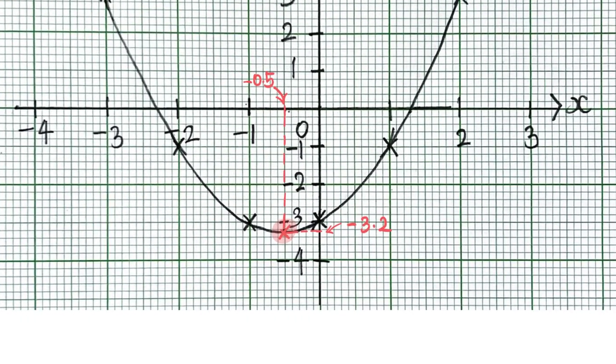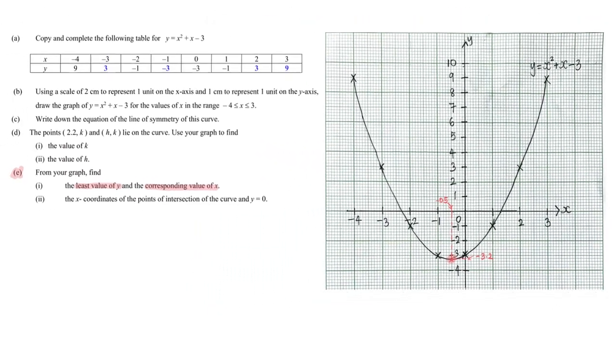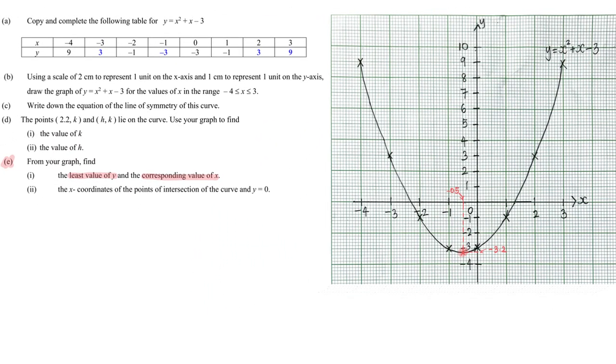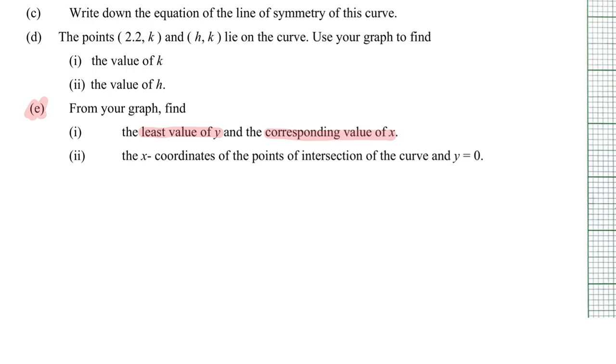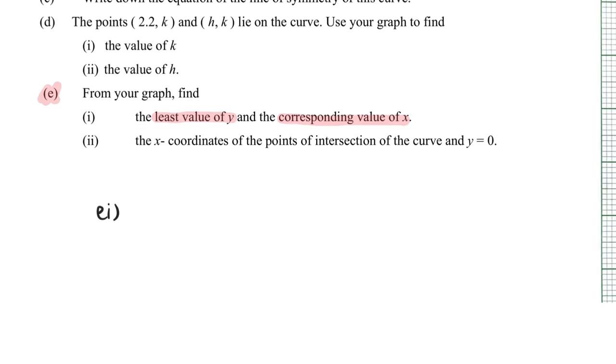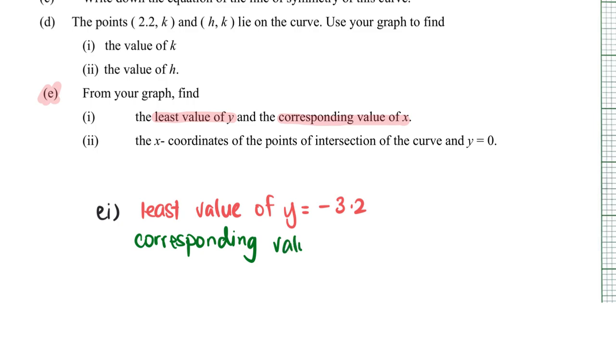And so, going back to the question, then the answer for E part 1 would be the least value of y is negative 3.2, and the corresponding value of this x is negative 0.5.